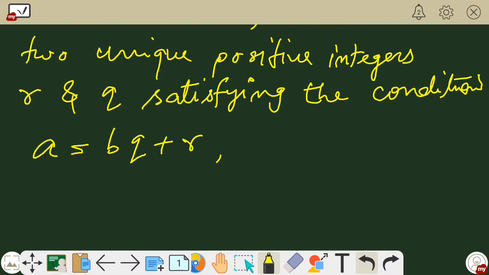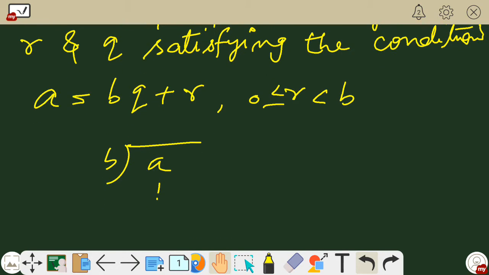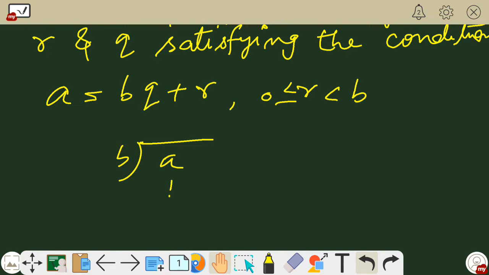Here r is equal to 0 or greater than 0, but r is less than b. Here b is the divisor, and this is a, and you will get r, which is the remainder, and q is the quotient. So each term we can also define here.